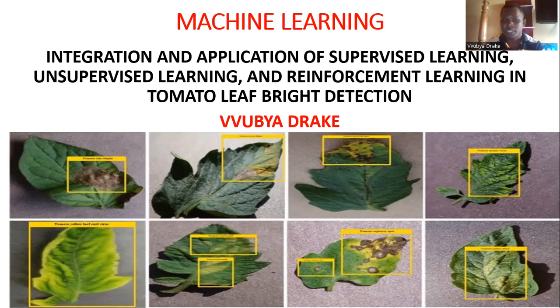So I'm going to be talking about integration and application of supervised learning, unsupervised learning, and reinforcement learning in tomato leaf crop detection as my project. Supervised, unsupervised, and reinforcement are the three types of machine learning, and I'm going to show you how I've used supervised, unsupervised, and reinforcement learning in my project.